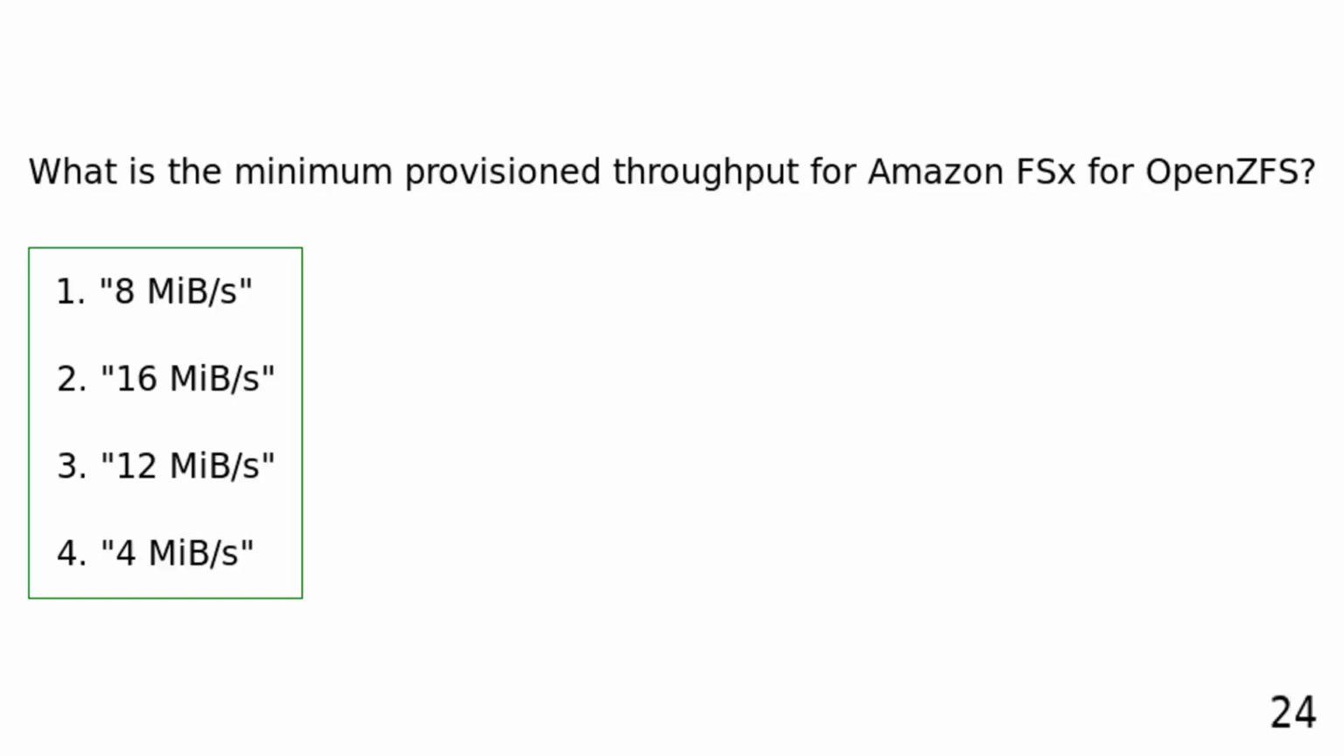What is the minimum provisioned throughput for Amazon FSx for OpenZFS? 8 MB/s. 16 MB/s. 12 MB/s. 4 MB/s. The minimum provisioned throughput for Amazon FSx for OpenZFS is 8 MB/s.